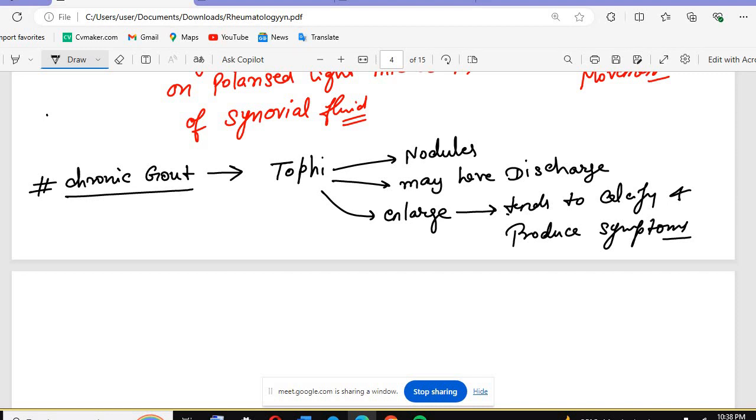And why would these nodules be there? Of course, there is uric acid accumulation. Uric acid crystals will accumulate in this region, in this nodule. So that is our nodule. Okay, so this is what we have in chronic gout.